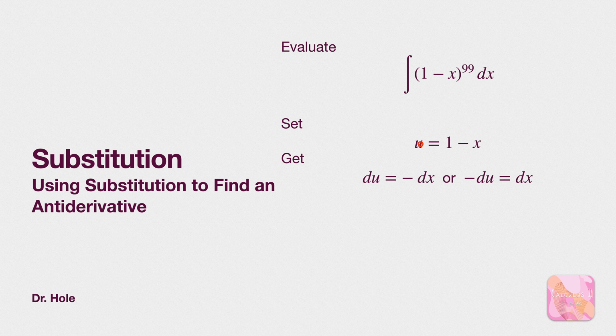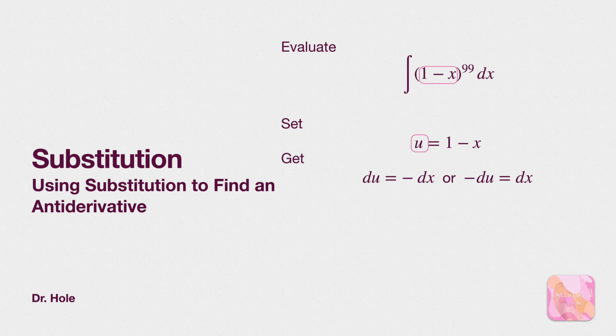Well, if we look at the differential du, differentiating 1 minus x, that produces a minus 1. Place that on to dx. And then it's going to be a little bit more convenient to solve that for dx, and get that dx is negative du. Good?